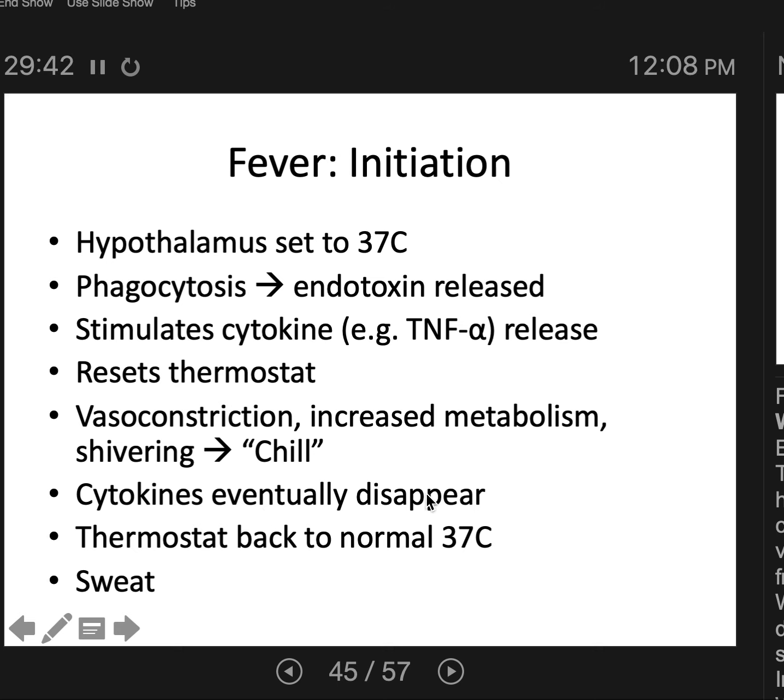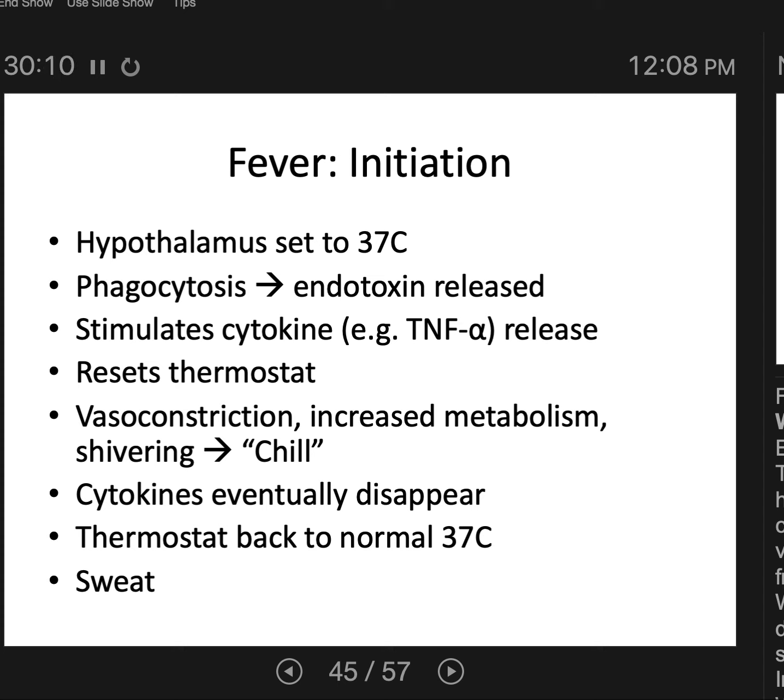Then the cytokines eventually disappear, right? So you fight the disease, the bacteria is gone, the endotoxin's gone, TNF-alpha is gone. Now the signal to ramp up the thermostat is gone. So the cytokines disappear and your thermostat lowers back to normal, the normal 37 degrees Celsius. So then you have to cool down, okay? And your cooling mechanisms are sweating. That's what you always do when you're too hot. So you're going to feel hot.